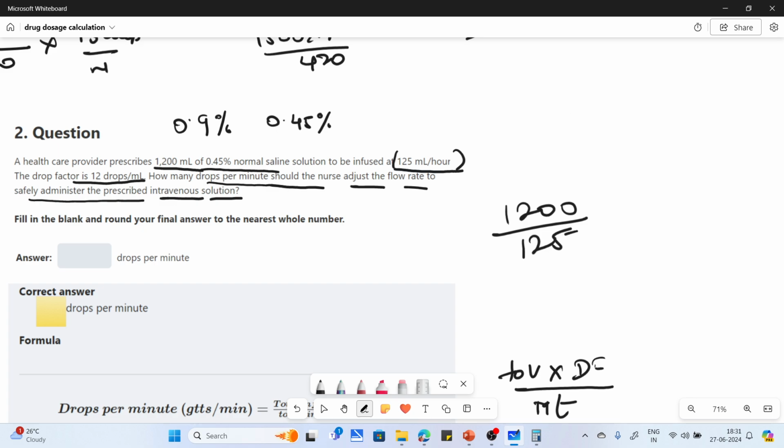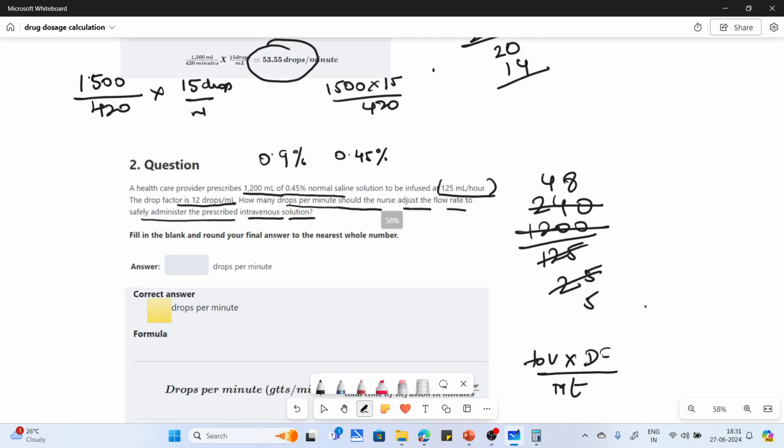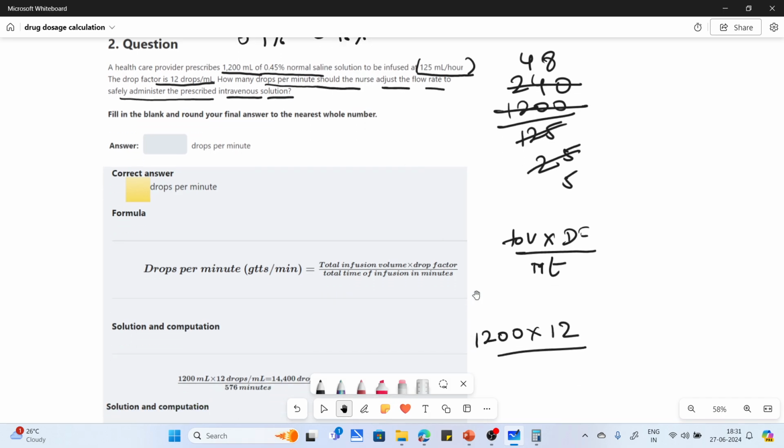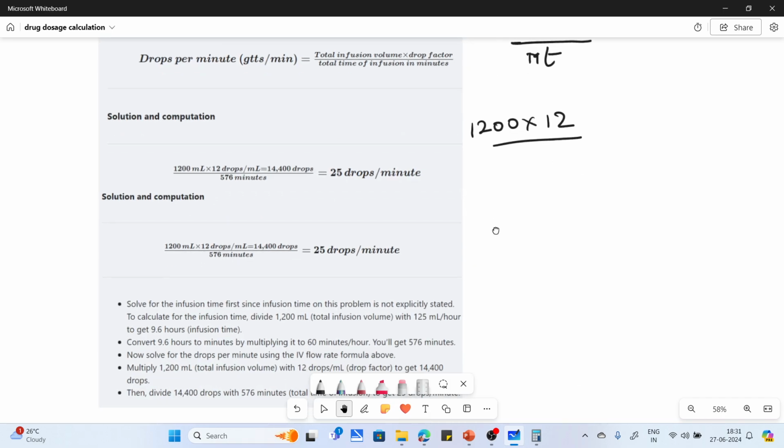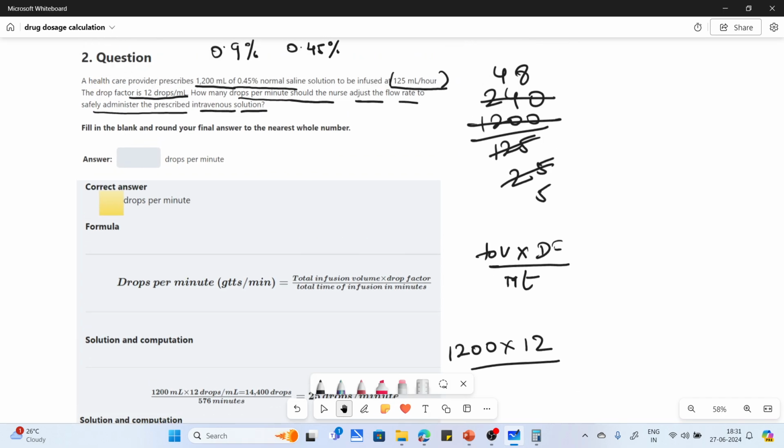So once we calculate this one, 5 2s are 10, 5 5s are 25, 5 2s are 10, 5 4s are 20, 5 5s are 25, 5 4s are 20, 5 8s are 40. So once this 48 is divided by 5, we are going to get a value of 9.6.